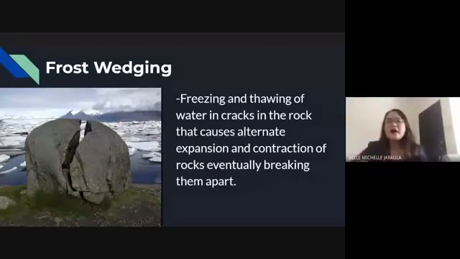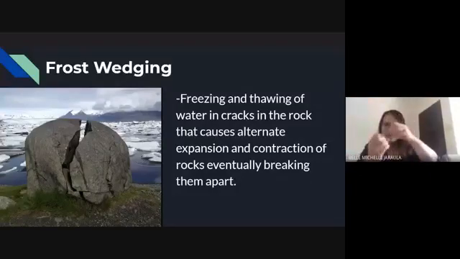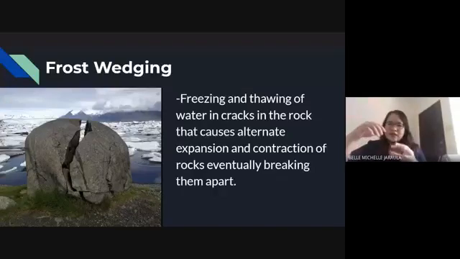Then in the morning, it will become hot. So there is a process of repetition of thawing and freezing until the rock will degrade and crack. It cracks because it keeps freezing. So it gets damaged, it degrades. That is frost wedging.